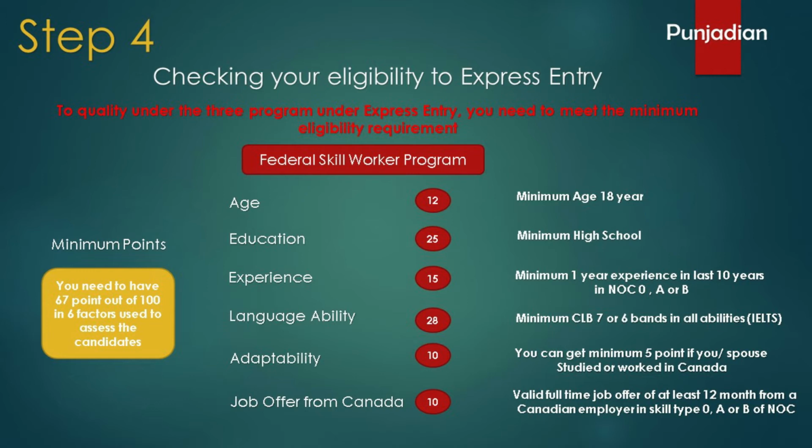For language ability, you can score a maximum of 28 points, and the eligibility includes a minimum of CLB 7 or 6 bands in all abilities in IELTS. You can also get an additional 10 points for adaptability and another 10 points for a valid job offer from Canada, which is of at least 12 months from a Canadian employer in skill type 0, A or B.